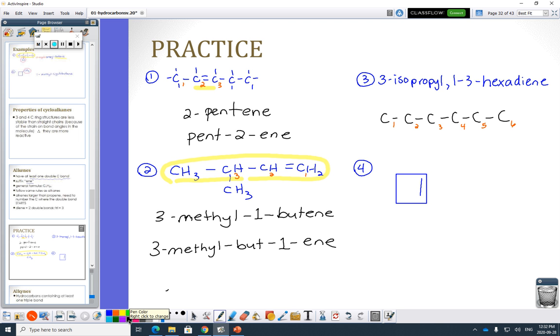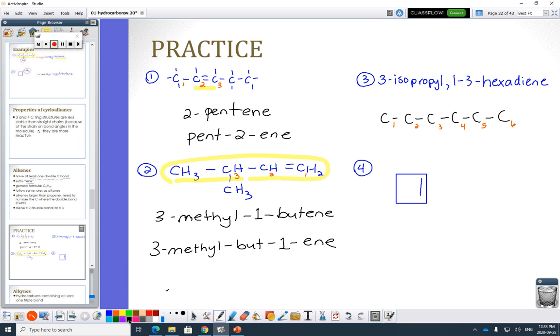I'll do the double bond. Oh my goodness, that scared me. I turned it on to silent. Now I forget what I was going to say.